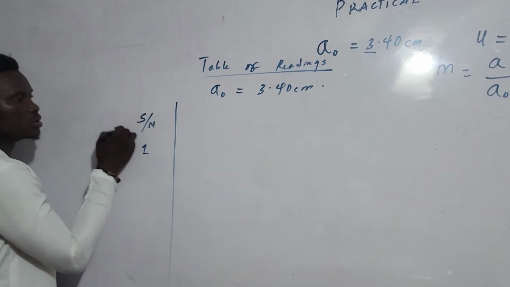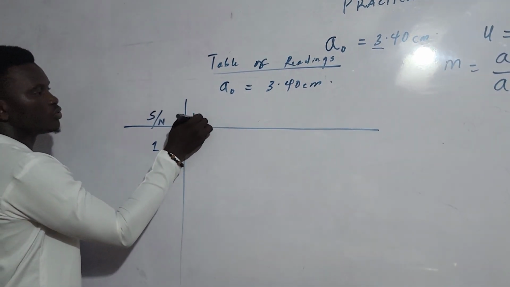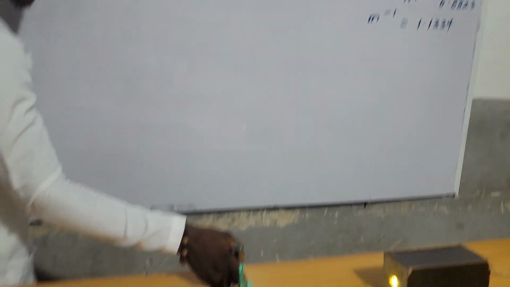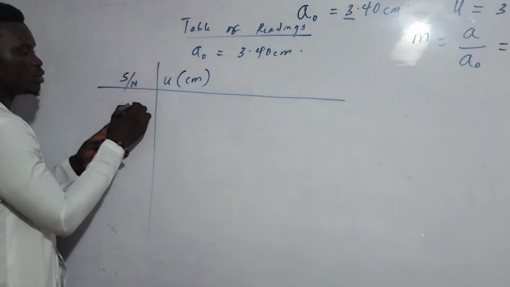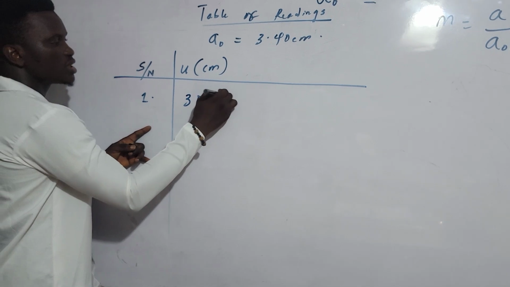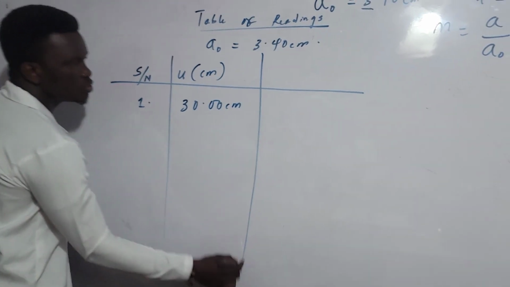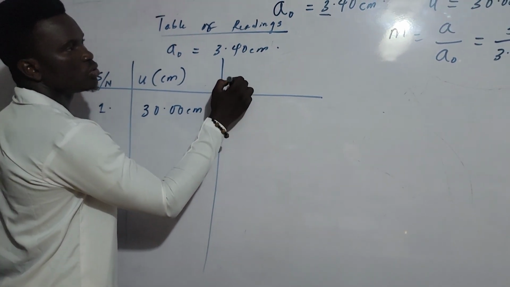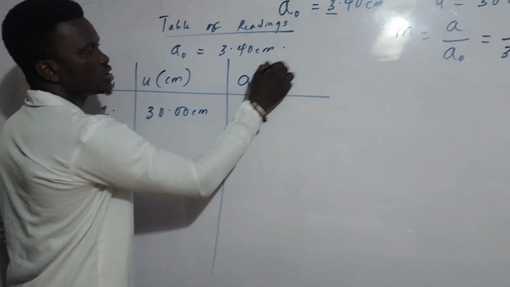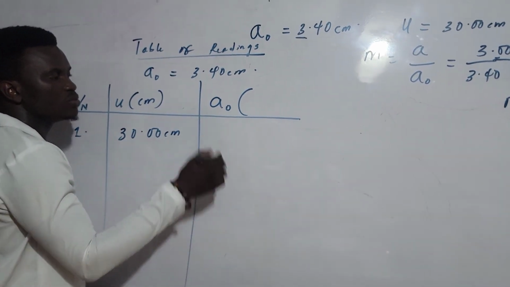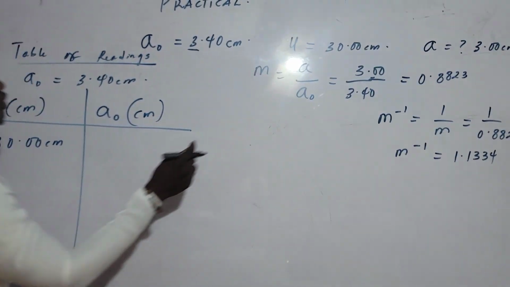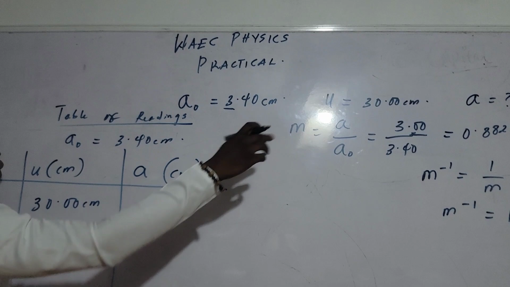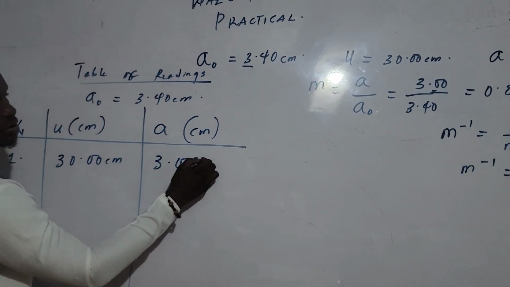Then number 1, you remember we first did U. U is the object's distance. That's from this place to this place, and that's with the first one. So the unit of U is in centimeter. So for number 1, our U was 30.00 centimeter. So when U was 30.0, they said we should look for A. And what's the unit of A? That's the image height, and that is also going to be centimeter. And what did we get for A? That's 3.00 centimeter.